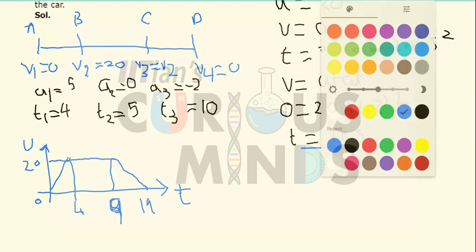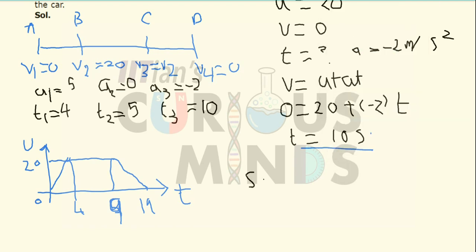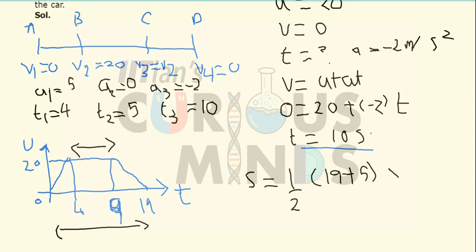We have to find out the distance traveled, or the displacement in that case. Displacement will be equal to the area under the graph. So it will be equal to half into the sum of the parallel sides, which will be 19 plus 5, into the height, which is equal to 20. So 19 plus 5 is equal to 24, 24 into 10 will be equal to 240 meters. So the total distance traveled will be equal to 240 meters.